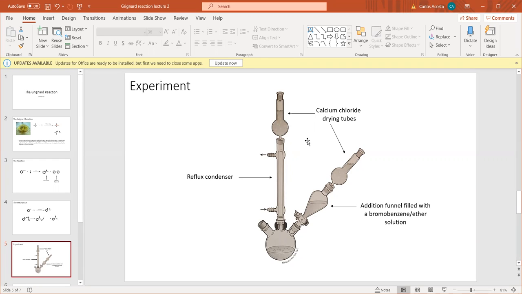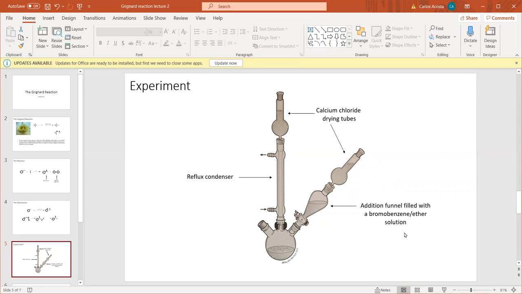Now, the Grignard reagent is also sensitive to other gases in our atmosphere, like CO2 and oxygen. The way we keep those out is by refluxing the ether. Since ether is very volatile, it's going to push out the other gases and just leave a blanket of ether vapors over our product. We also have this reflux condenser, which we will be running water through. This is so that when the ether is heated up, the vapors don't just escape out of our apparatus. Instead, they will cool down in this reflux condenser, liquefy, and then fall back into our reaction flask.